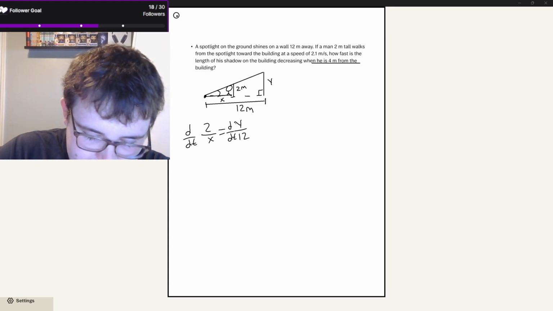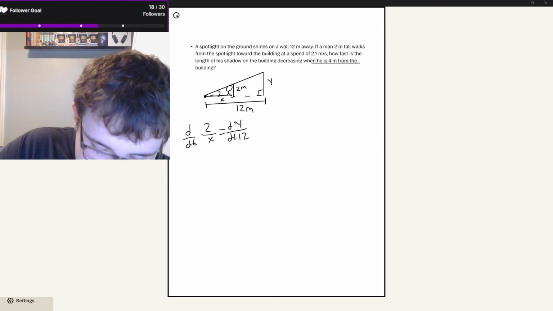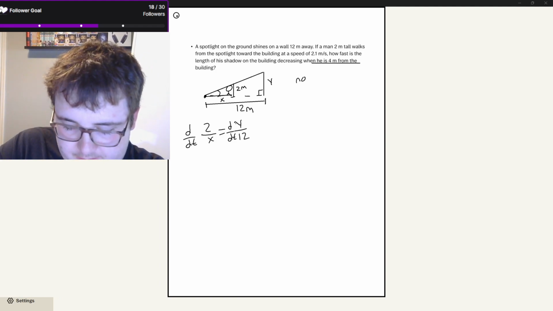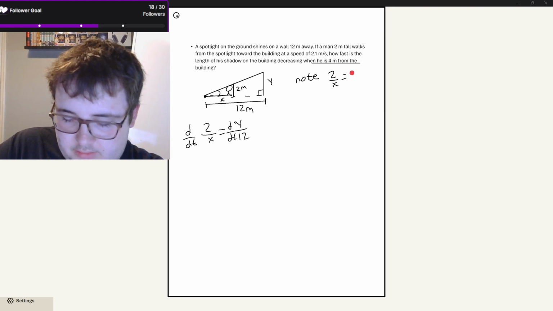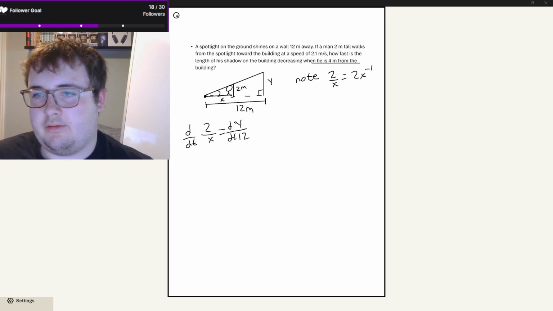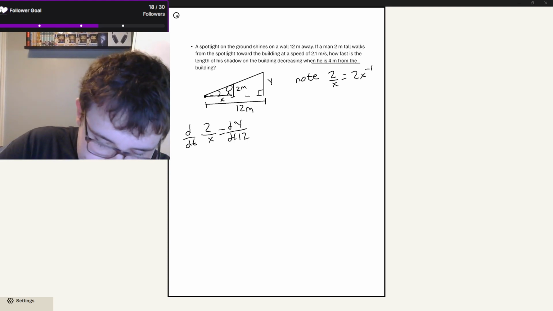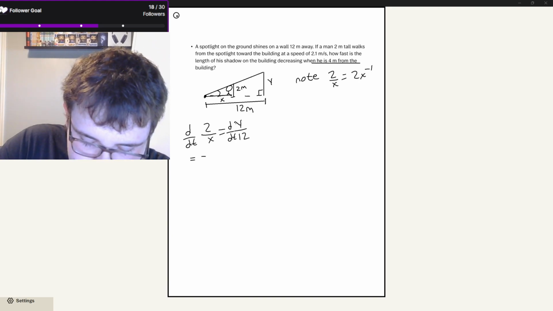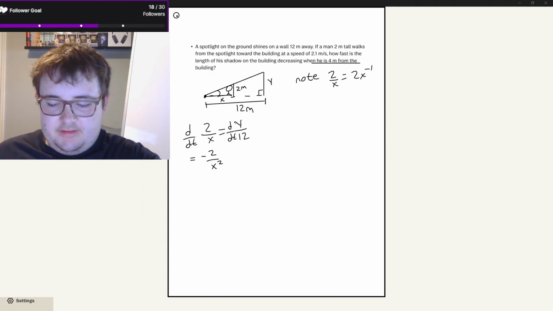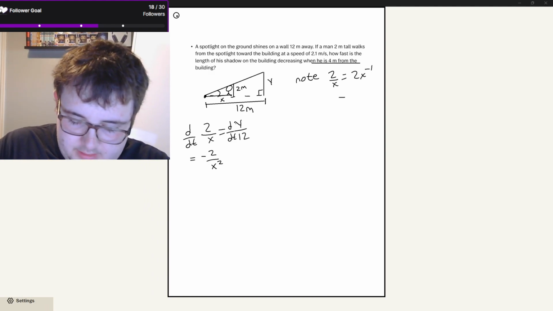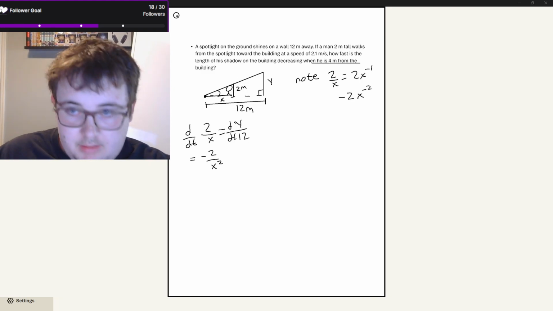If you don't know, 2 over x is equal to 2x to the negative 1, and that's easier to look at through the power rule. So this part is going to be equal to negative 2 over x squared, because you bring down the negative 1 times 2, which gives negative 2. But we're not done yet.